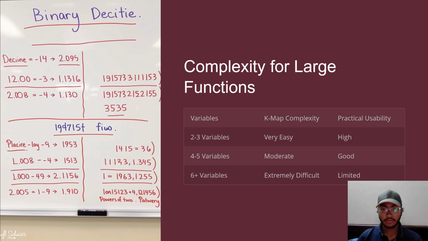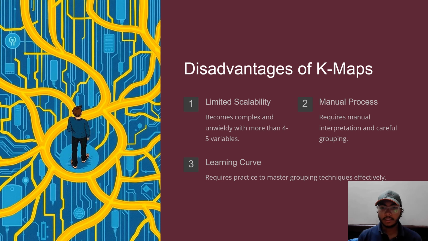Complexity of large functions: variables, K-map complexity, and practical usability. K-map for 2 to 3 variables is very easy and has high practical usability, whereas K-map for 4 to 5 variables has moderate complexity and good usability. But K-map for more than 6 variables is extremely difficult and has limited practical usability. Disadvantages of K-map. Limited scalability: becomes complex with more than 4 to 5 variables. Manual process: requires manual interpretation and careful grouping. Learning curve: requires practice to master grouping techniques effectively.